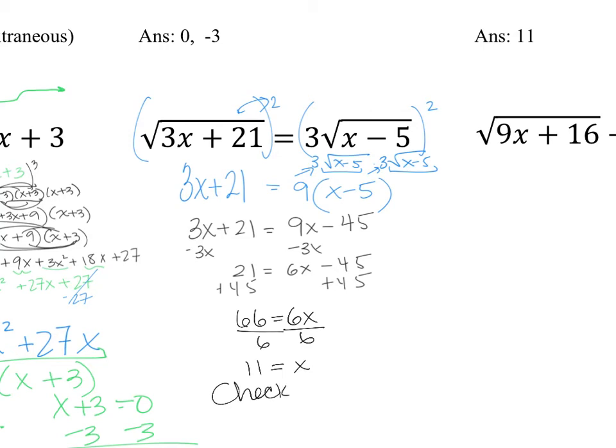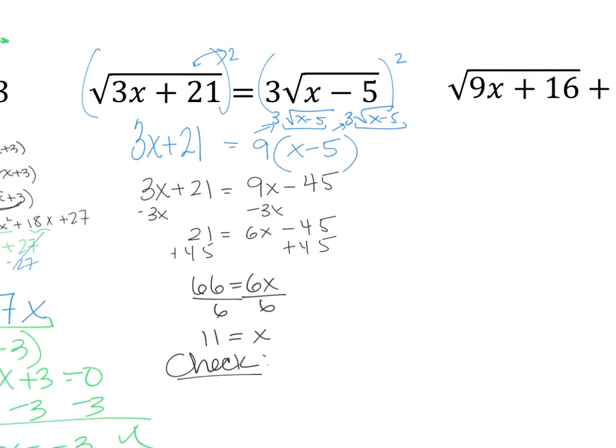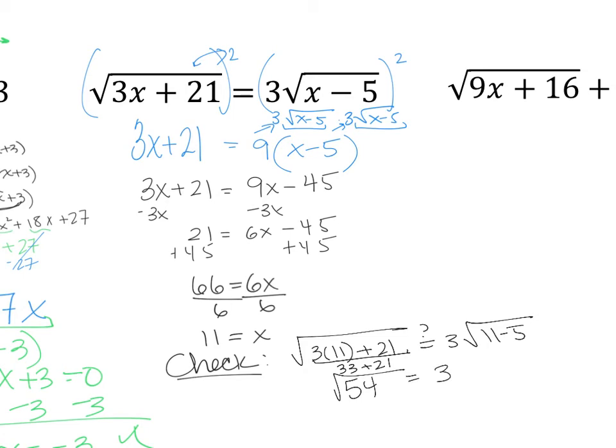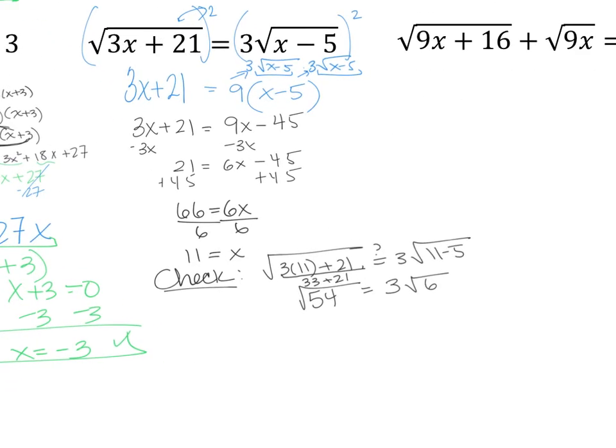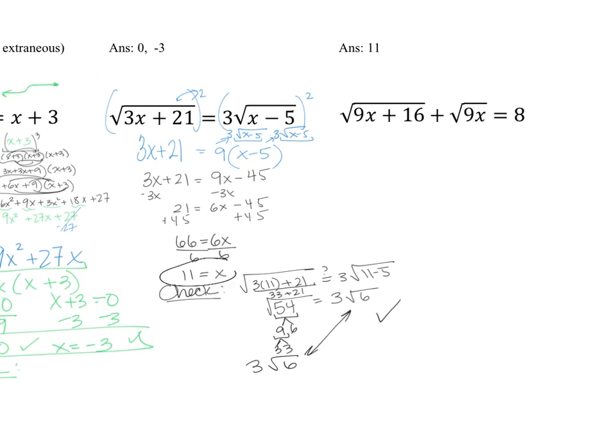And then we can, again, check that. Got a lot of radicals going on. Makes me want to check it for sure. Square root of 3 times 11 plus 21. This is supposed to equal, we hope, square root of 11 minus 5. So this is 33 plus 21, which is 54. So square root of 54. And over here we have 3 square root of 6. Now it doesn't look exactly equal, but if we simplify the radical here, that's 9 and 6. 9 can come out because that's 3 and 3. So we'll get 3 square root of 6 equals 3 square root of 6. Checks. So x equals 11 is my answer on that one.